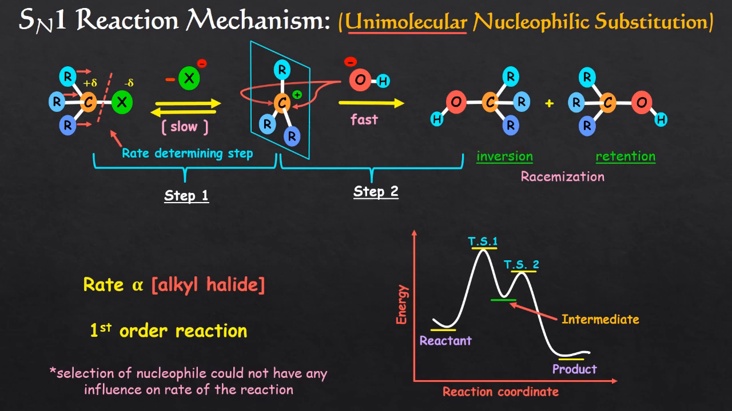So if we consider that the substrate has the R configuration, then the product will be a mixture of R and S enantiomers. And if we take the S enantiomer of the substrate, then also we will get a racemic mixture of both R and S isomers. Hence we can say that the SN1 reaction is not stereospecific. Let us understand the same thing through the 3D atomic model.